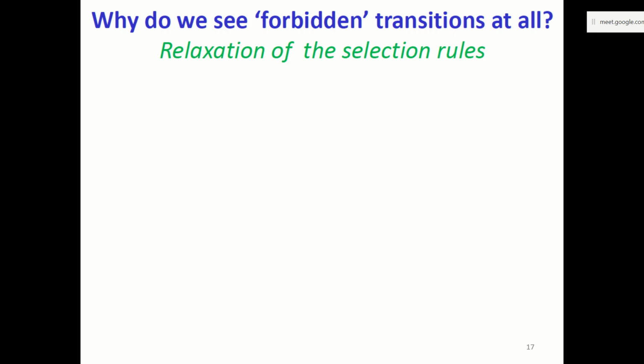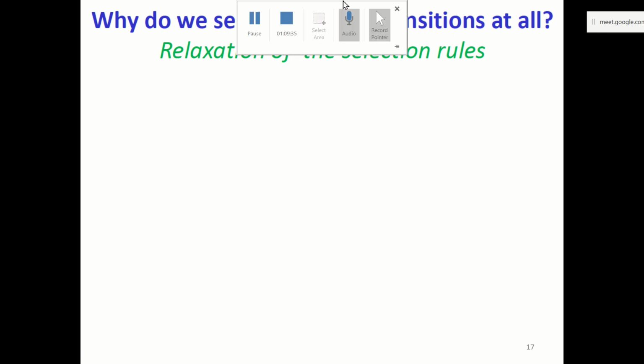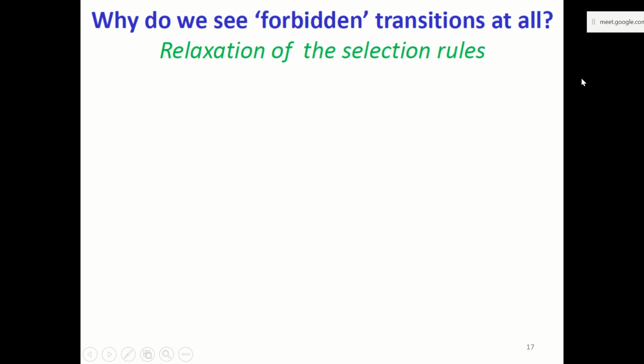So why do we see forbidden transitions at all? ये क्यों होता है? इसको थोड़ा सा हम लोग डिस्कस कर लेंगे. I think इवनिंग में करते हैं.